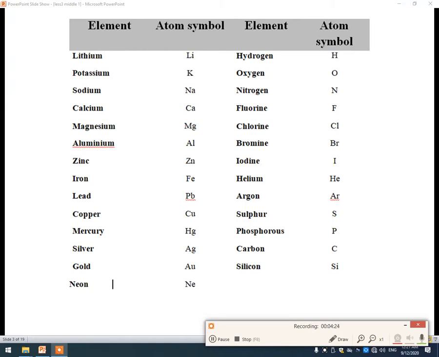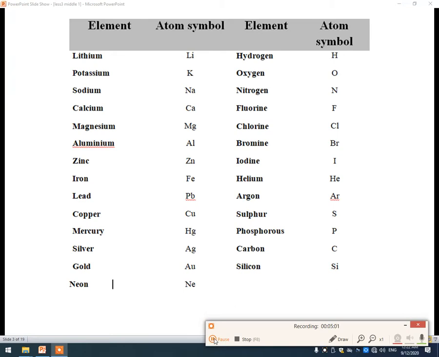Next, lead. Lead comes from the Latin name plumbum. So here the atom symbol will be a capital P and a small b. Next, copper. Copper comes from the Latin name cuprum. So here the atom symbol will be a capital C and a small u, which comes from the Latin name cuprum. Next, we'll have mercury.